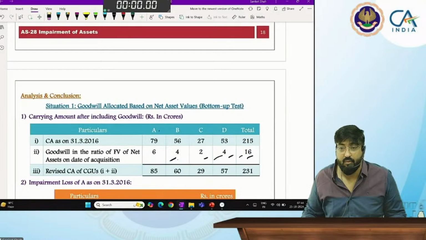For an individual asset in a block of assets, how is impairment loss treated, sir? The block of assets concept is not there in accounts. It is only in income tax. Okay. So there is no impairment.